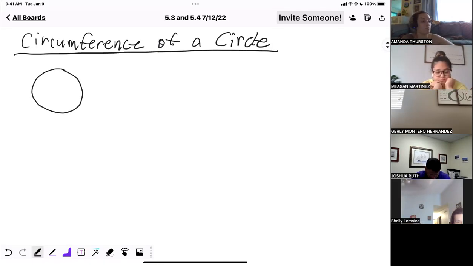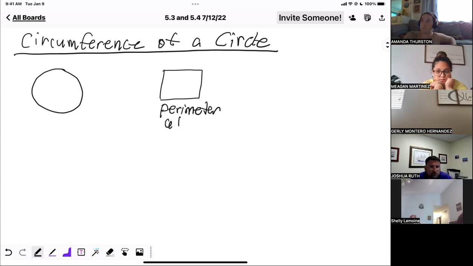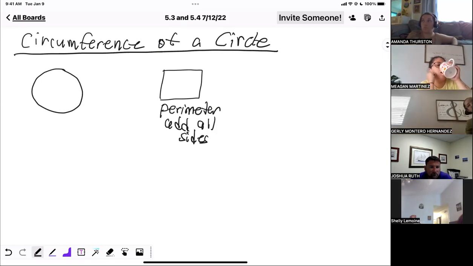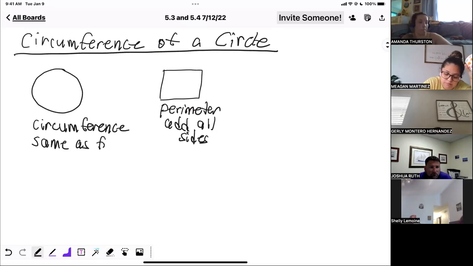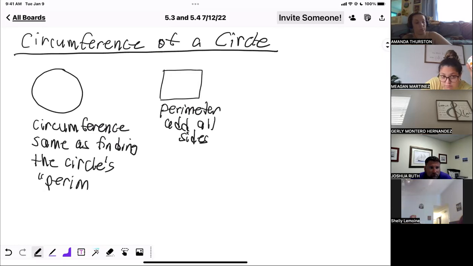Okay. We already talked about perimeter of like a square or a rectangle, right? Perimeter is when we add all the sides. So a circle, we can't add sides because there are no sides. So that's called a circumference. So the circumference is the same as finding the circle's quote perimeter. We don't call it perimeter because it's not sides.